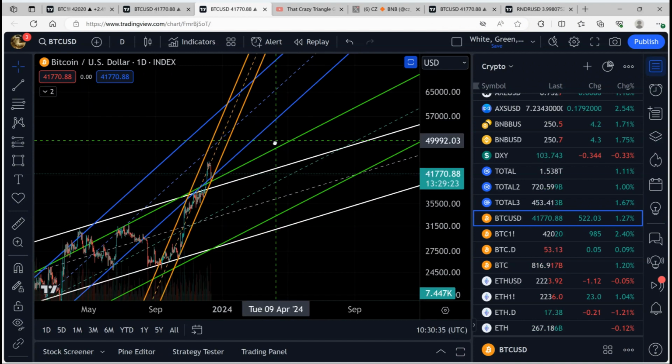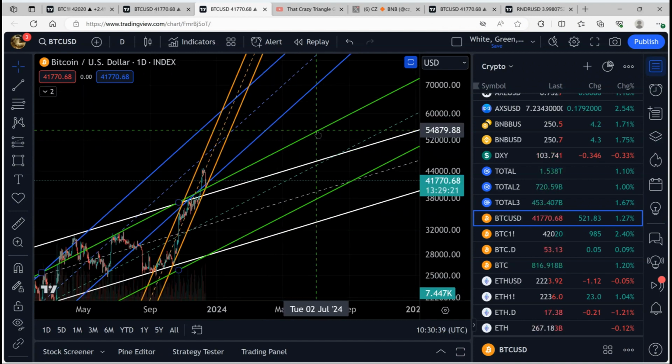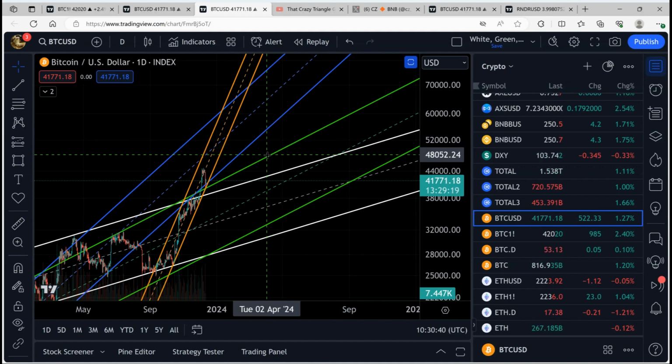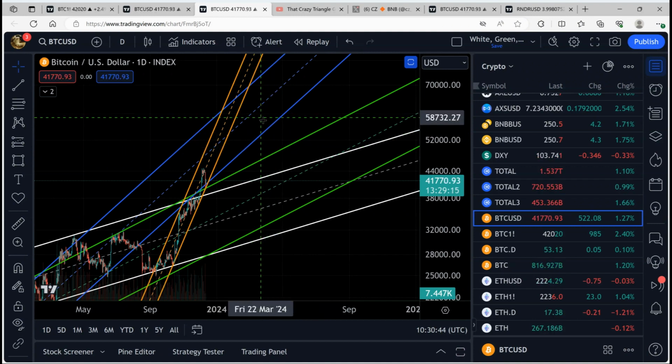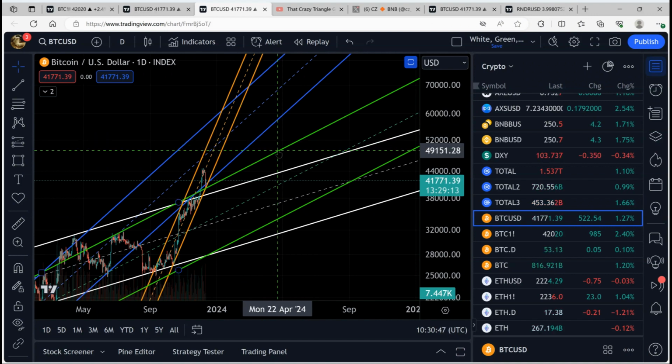Now, admittedly, we're not done interacting with these. I do believe that sometime in April we will fall out of the blue channel back into the green channel, back to the top of the green channel to test it as support once again.